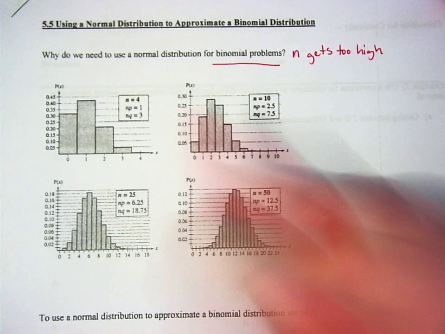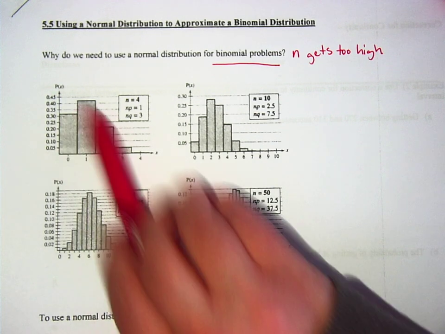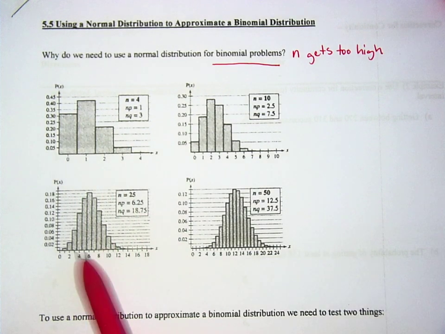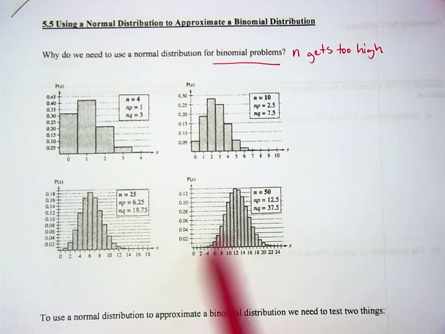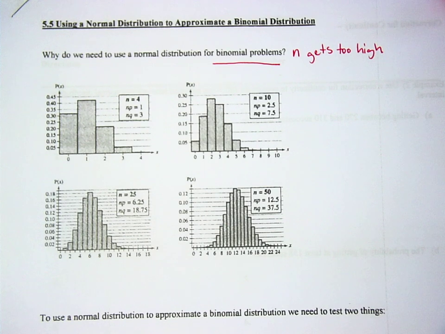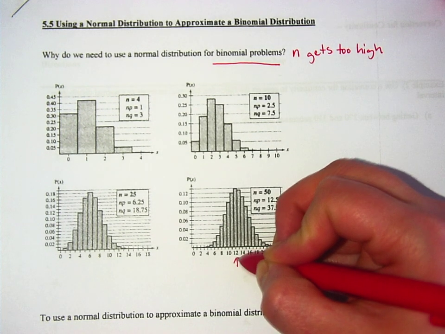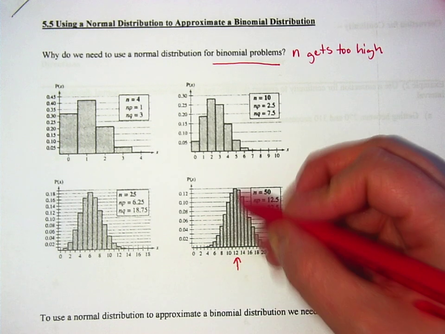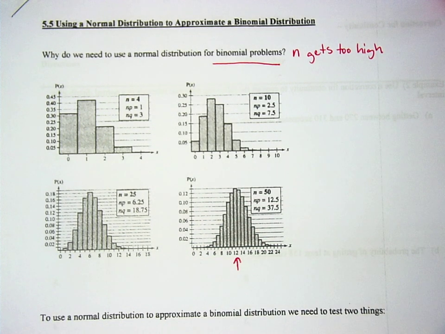So, do you see that if you have a binomial problem, as your n gets higher and higher and higher, it looks more and more like a normal distribution? Because your average, whatever it is, will be the thing that happens the most, and then it will go away on the sides. This is an example where p equals 0.25.